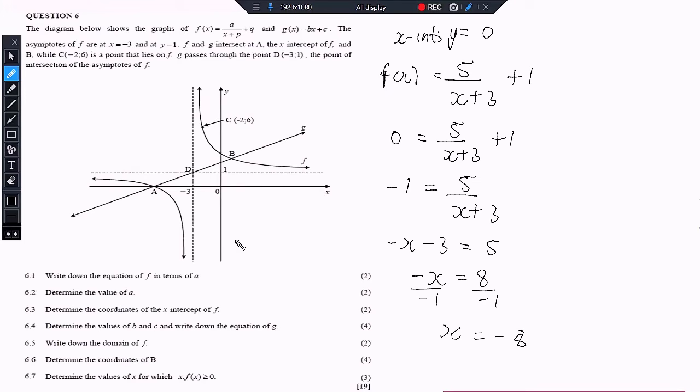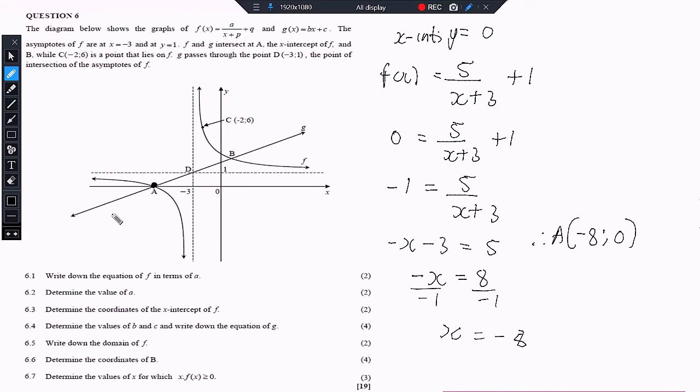But then remember, you're supposed to write this in coordinate form. So that means, if we check here, the coordinates of the x-intercept are actually being represented by coordinate A there, or point A, because this is the x-intercept. So we can then say, therefore A is (-8, 0), right? Okay, nice. Now 6.4 says determine the values of B and C and write down the equation of G, right?